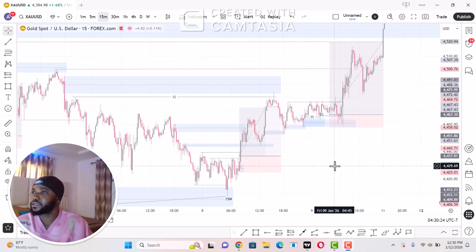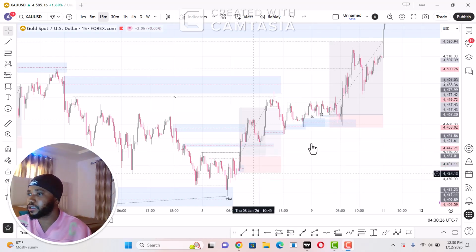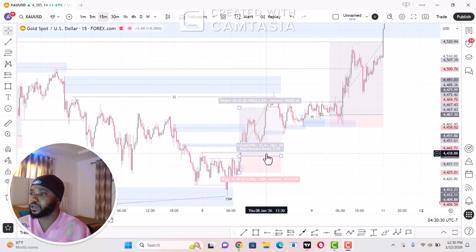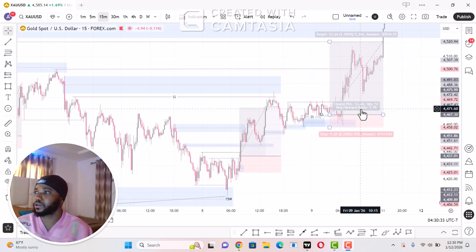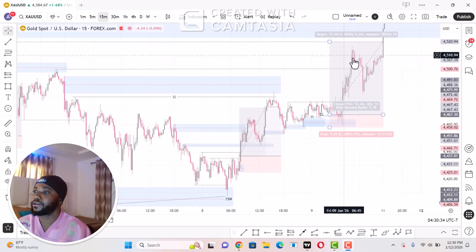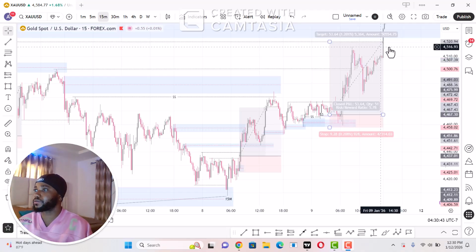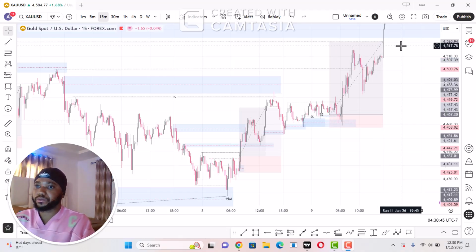Good day, guys. I want to show you how I took this trade. This was on Thursday, while this was on Friday. I thought this trade would hit my take profit on Friday, but the market closed around this area and it hit my take profit immediately when the market opened.